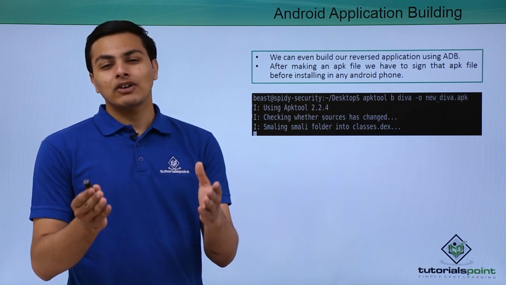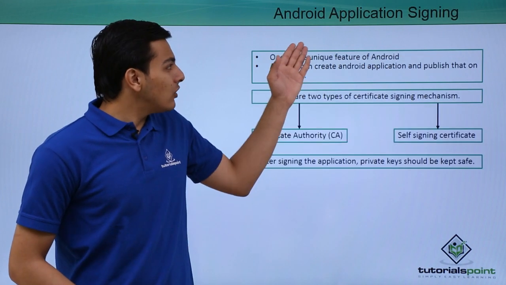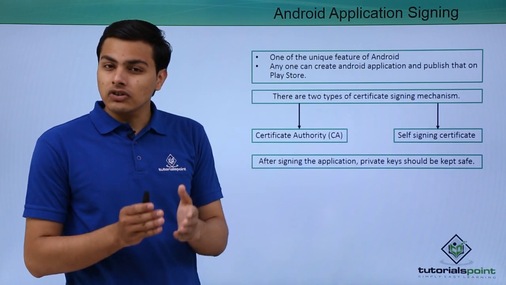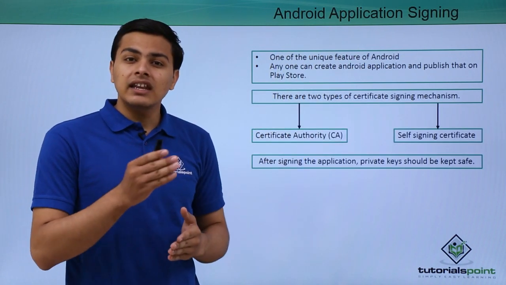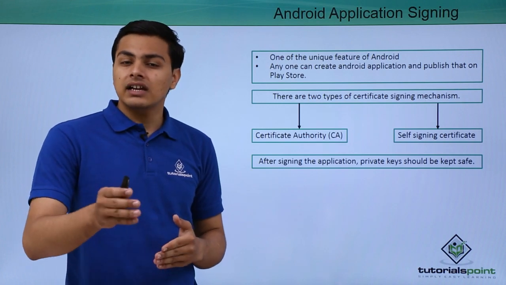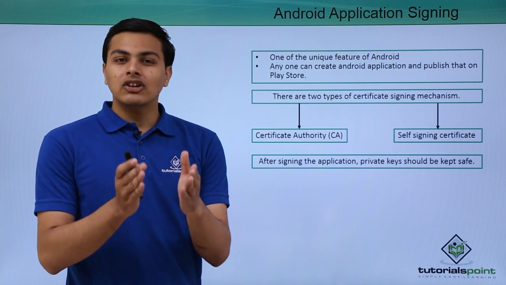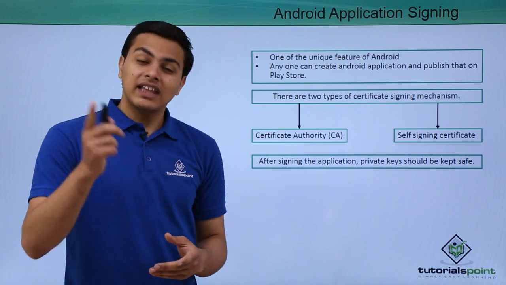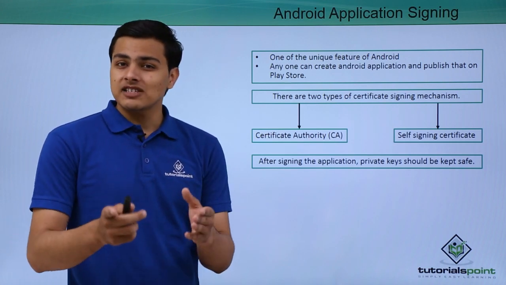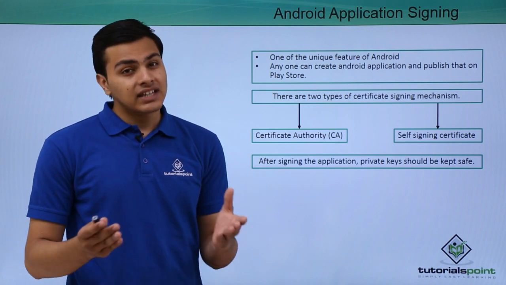Now let's talk about Android application signing. Android application signing is a process with the help of which we can encrypt all the files in the Android application package so that a person can know that this Android APK file is actually owned by that company or by that person. That is what is meant by signing. So how can we sign the application?